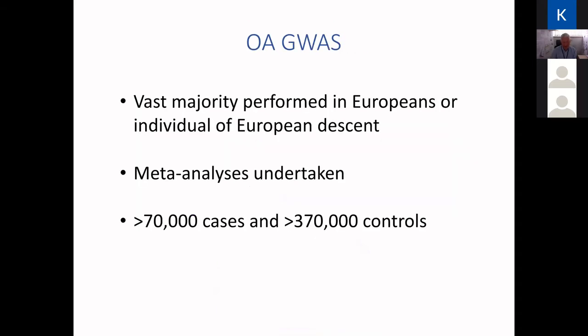And there have been a lot of osteoarthritis GWAS studies undertaken over the past decade. The vast majority of these have been performed in Europeans or individuals of European descent, so often North Americans. Meta-analyses have then been undertaken. And the idea there is that you're trying to combine as much data as possible so that you have maximum power to see those subtle differences in allele frequencies between your cases and your controls, particular polymorphisms. And the largest GWASs performed and published to date have over 70,000 cases and 370,000 controls. So those numbers are quite reasonable for picking up these subtle differences in allele frequency.